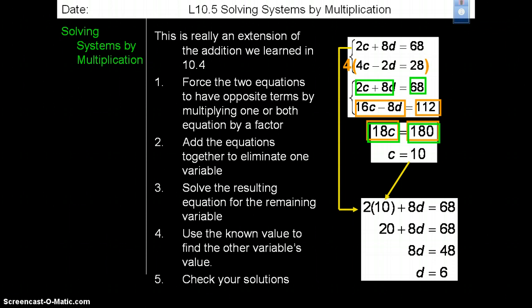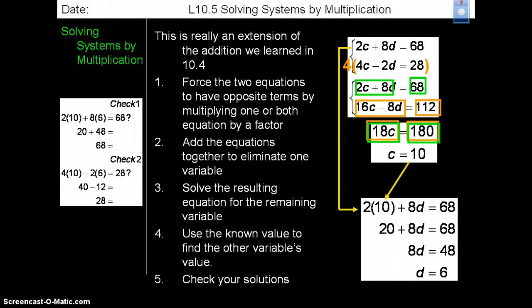As always, you do want to check your solutions. When checked in the first equation, it works out to be that 68 equals 68, so that's valid. And when c and d are checked in the second equation, it works out that 28 equals 28, and it is valid in the second equation. The rest of the notes that you'll see in the video are simply additional examples of this. You can write them down now or write them down later, but you will be seeing some additional examples of this in both the online version as well as what we do in class.